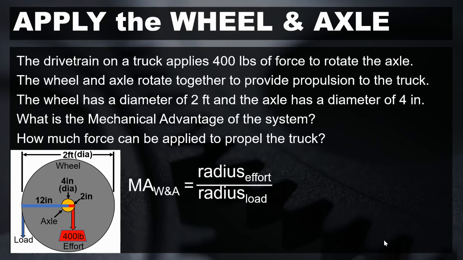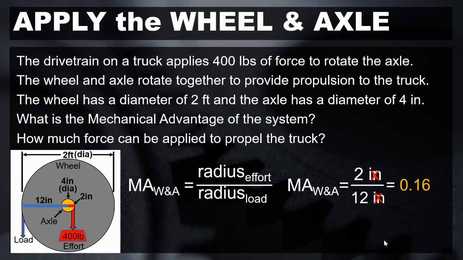The mechanical advantage for a wheel and axle system is equal to the radius of the effort divided by the radius of the load. We're going to apply these variables to solve this problem. In this case, the radius of the effort is 2 inches. This is from the axle, the radius of the axle. The radius of the load is 12 inches. Our inches cancel out, and we're left with a mechanical advantage of 0.16.